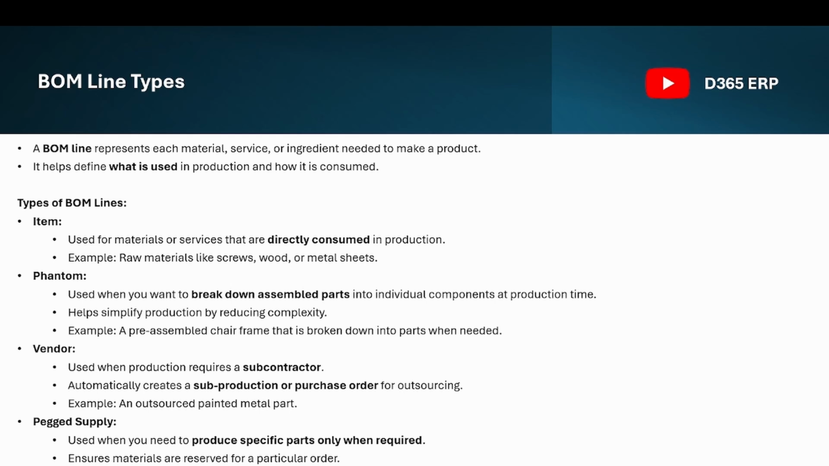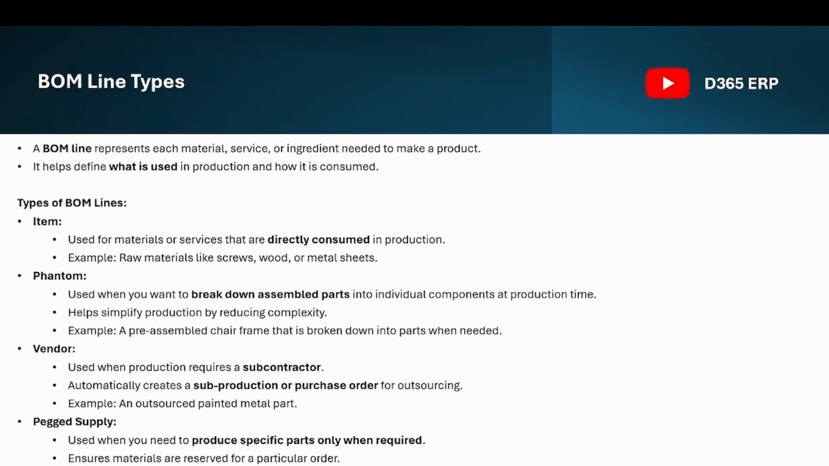Third one is vendor. A vendor is used when the production requires a subcontractor. It automatically creates a sub-production or purchase order for outsourcing. Let's say in the production process we have one component which we do not produce internally, we do the subcontracting or we create a purchase order for that particular product, we tag it with the vendor.